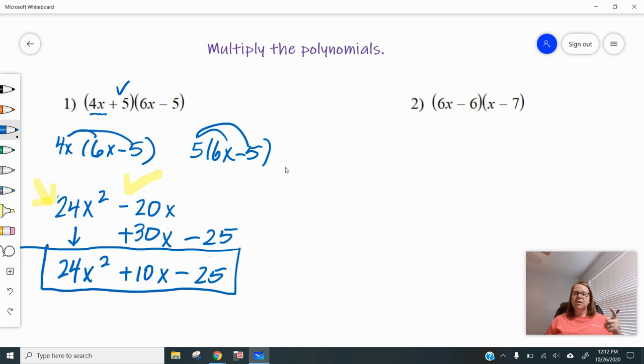And the nice thing here also is it's already in that descending order. So I've got the x squared and then the x term and then the number term. So that part's good. I don't have to rearrange my answer. And that's the method that I really like.